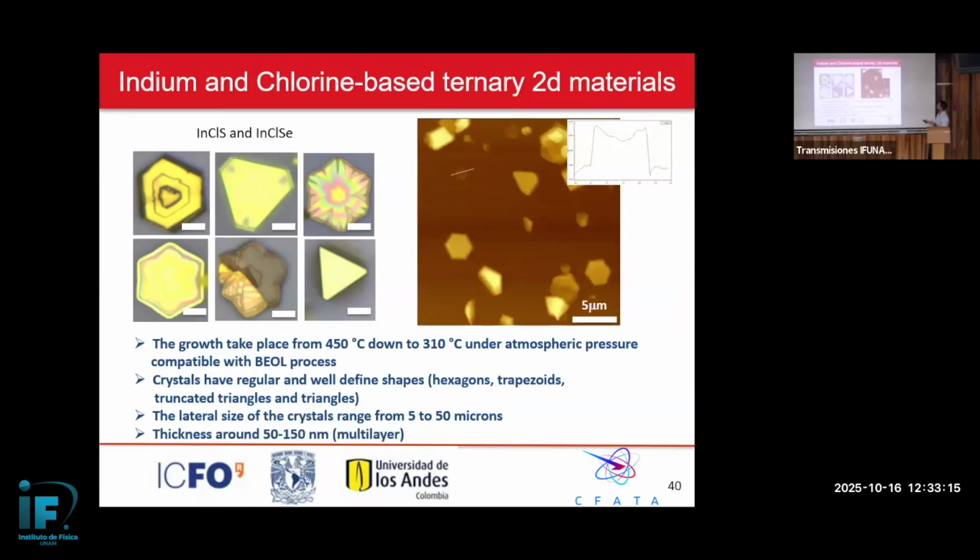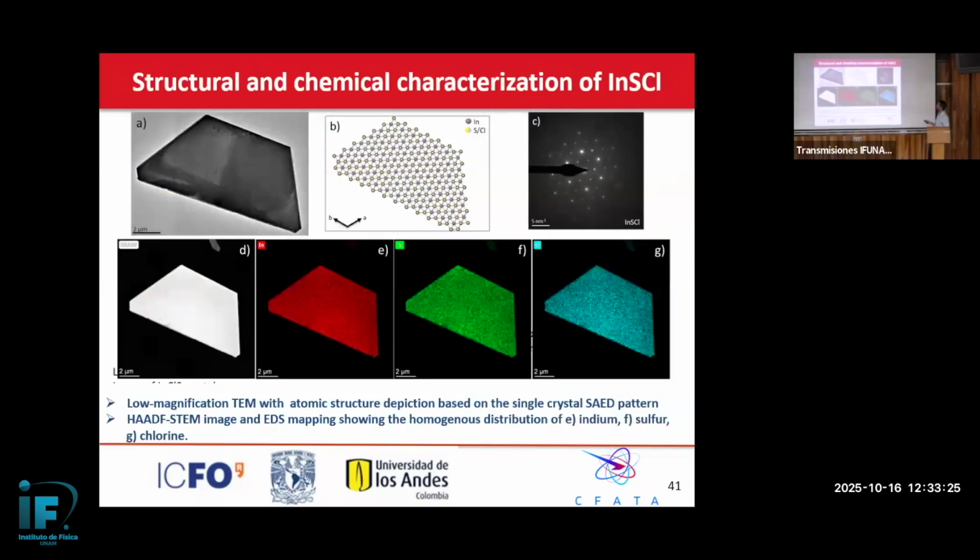Okay, so again, this is just an AFM picture of these beautiful crystals. What we did is send them to our collaborators to do high resolution TEM. It doesn't matter, you don't want to do TEM because it's very boring, but you can have very beautiful images.